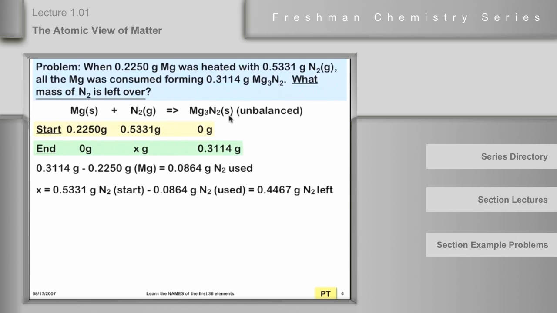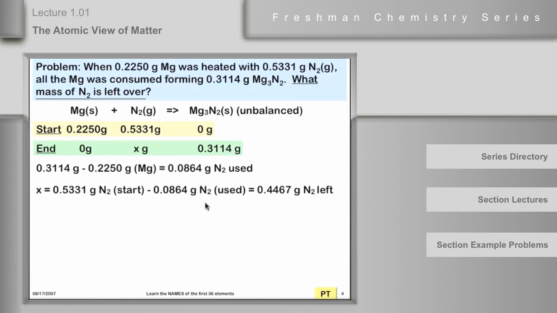You should know how to use the law of conservation of mass to answer questions like this, and there's some on the homework for you. Now, that's the first of three mass laws that I want to talk to you about.